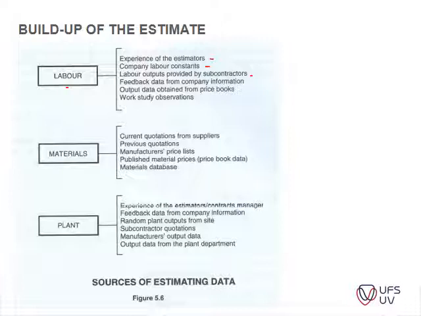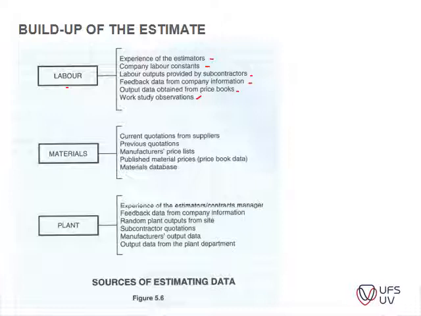And then feedback data from company information. So the company information is usually the rates per hour for the labor that you're going to use on site. Then you've got your output obtained from price books, so previous tenders, etc. Work study observations. Maybe, if you've got a new resource or new bricklayer on site, you might go and look at a project where he is currently working, and you can assess whether he can actually do this work within this allotted time or so. So it all comes down to experience, basically.